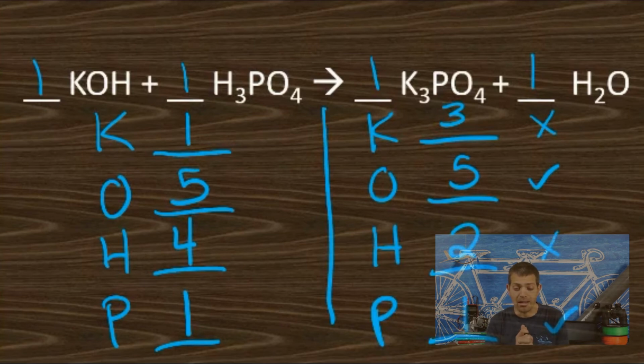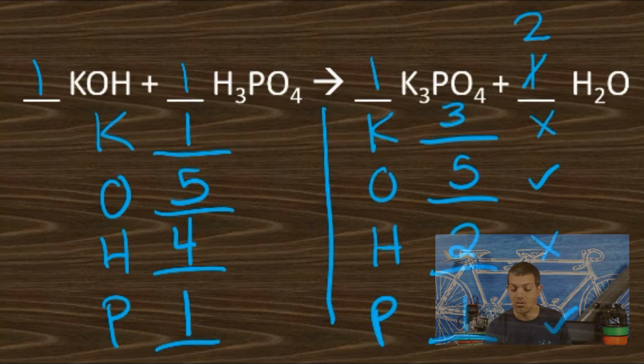Now, the way I like to look at this, I look to see which one's the easiest to change first, which one has the least amount of impact. If I change the hydrogen on the right-hand side to a 2, it only impacts 2 elements. If I go to potassium over here and change it, that actually impacts 3 elements, and I want to hold off. If I can find a more direct route, let's go that route.